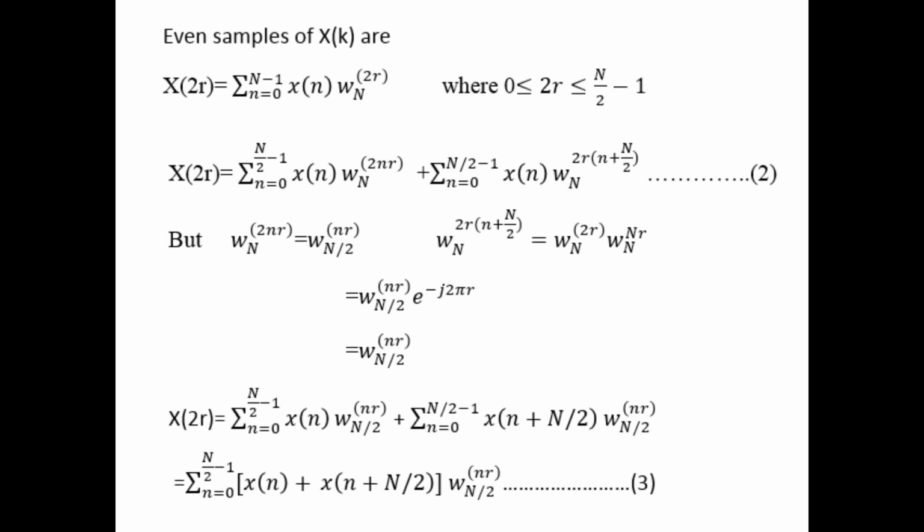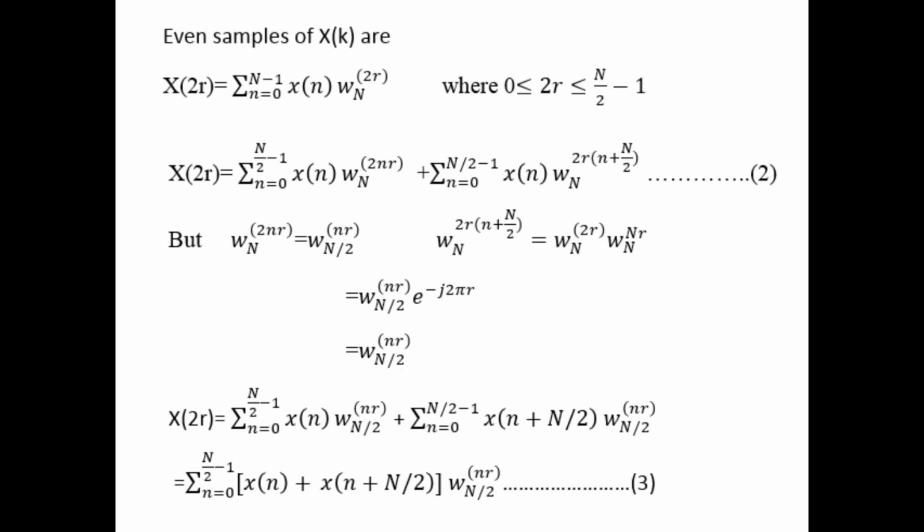Call it as equation number 2. But omega n of 2nr is equal to omega n by 2 of nr, and omega n of 2r into n plus n by 2 is equal to omega n of 2r into omega n of nr, which is equal to omega n by 2 of nr into e power minus j 2 pi r, which is equal to omega n by 2 of nr.